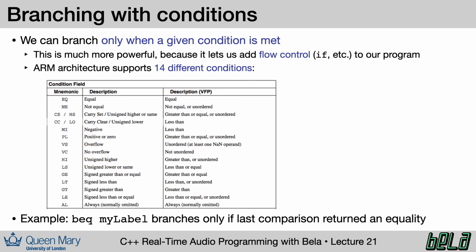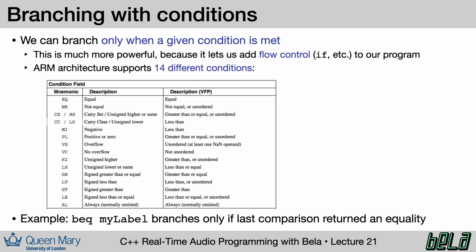Unconditional branching is not by itself all that useful. The place that branch instructions become very powerful is when they become conditional. A branch occurs only when a given condition is met. This forms the basis of our flow control, statements like if, for, and while. The ARM architecture supports 14 different conditions on which to branch. They're given in a table here.